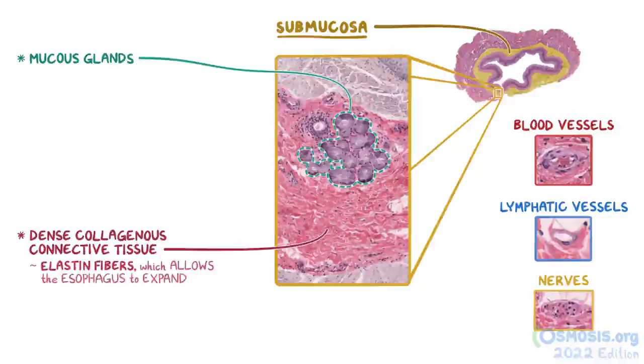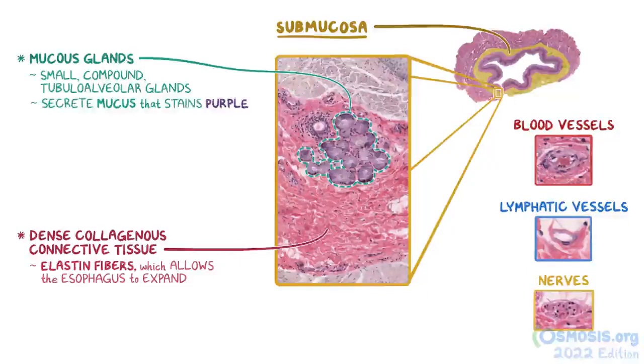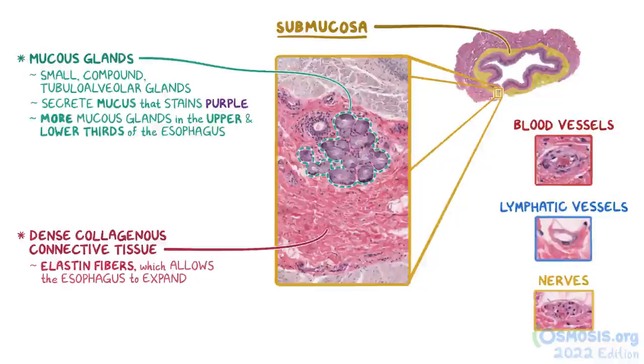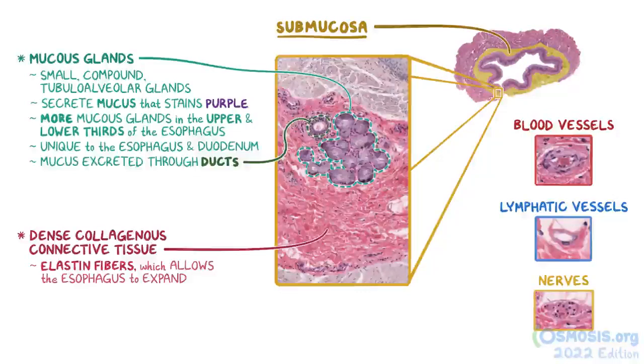The mucus glands are visible here, and they are small, compound, tubuloalveolar glands that secrete mucus that stains purple. There are typically more mucus glands present in the upper and lower thirds of the esophagus. The location of mucus glands within the submucosal layer is actually a unique feature specific to both the esophagus and the duodenum. The mucus is excreted through ducts that reach the mucosa's epithelium in order to help lubricate the surface. These ducts typically have cuboidal or stratified cuboidal cells.